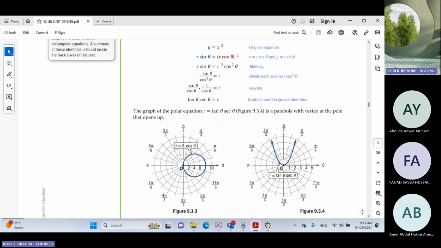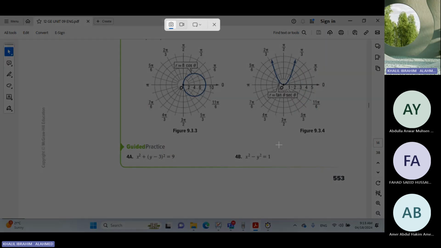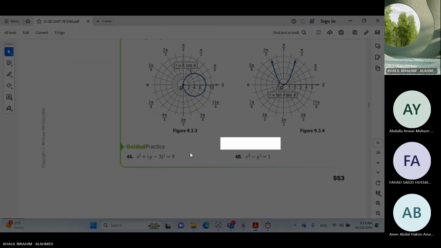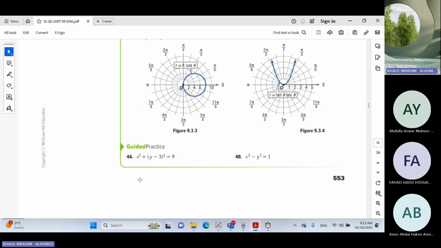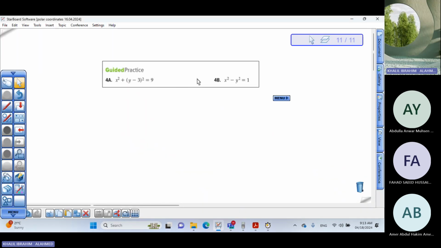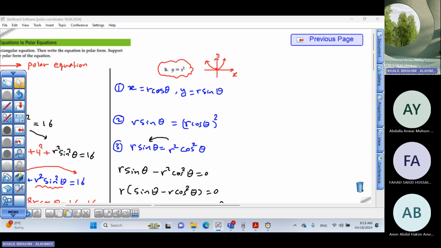We have here, I think, in your book, 2 examples. You should solve them. Okay, I will give you 5 minutes to think about this. Yalla shabab. You should practice this.